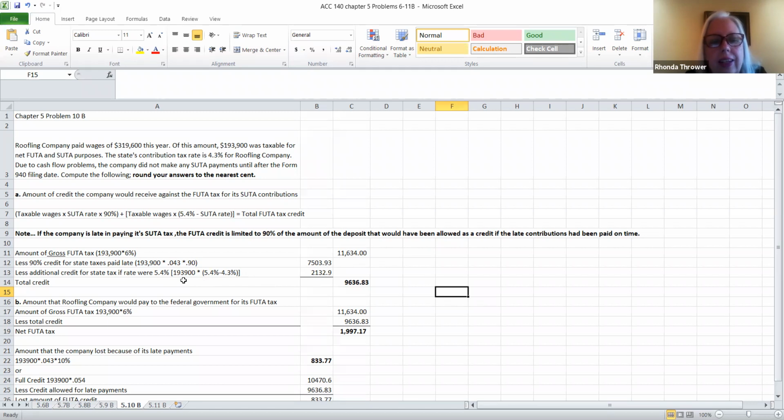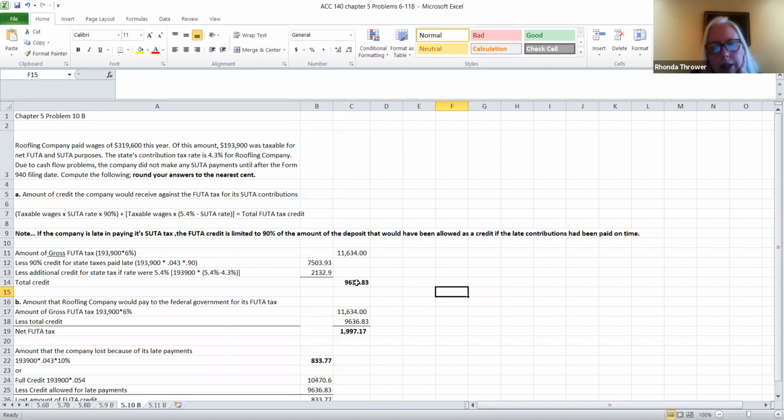So we still get some part of our credit, but we don't get all of the credit of 5.4% because we paid the state taxes late. The amount of the credit that we do get to take is a combination of this 90% credit for state taxes paid late plus the additional credit for state tax if they were given the 5.4%. So when I combine these two together, I'm going to get this amount, which is your total credit.